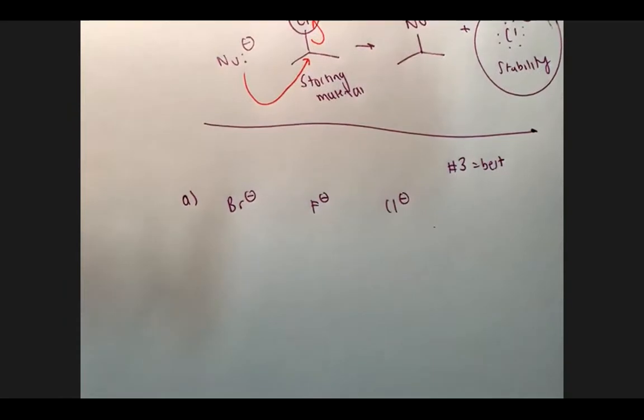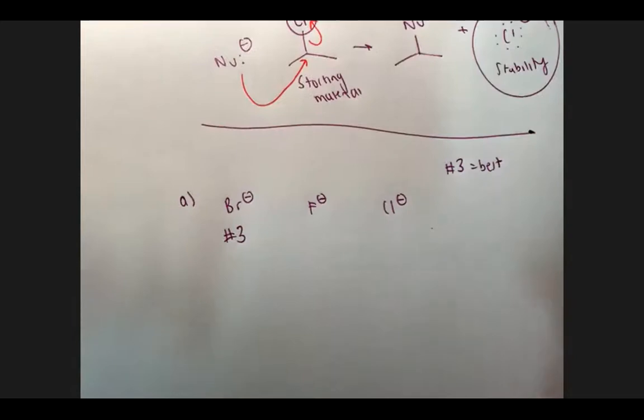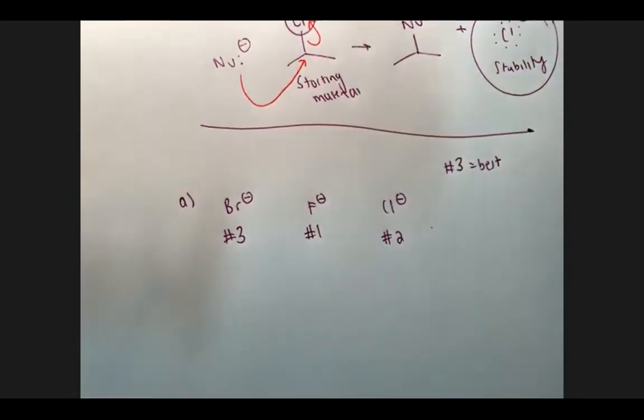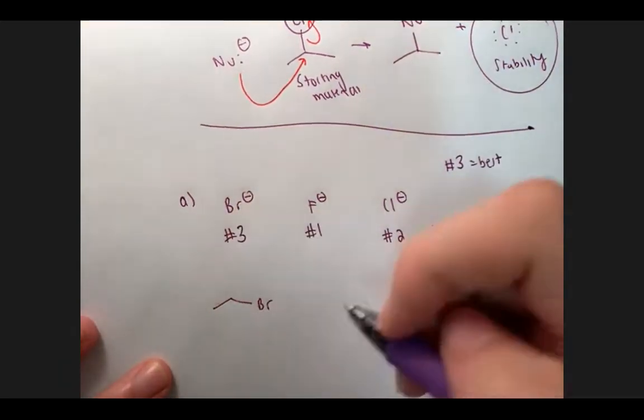So let's go back here and rank these. If bromine is the least electronegative, it's the most stable. Then chlorine would be next, and then fluorine. Okay, so let's rationalize that again. If I had a reaction, let's just say, this is the logic here.